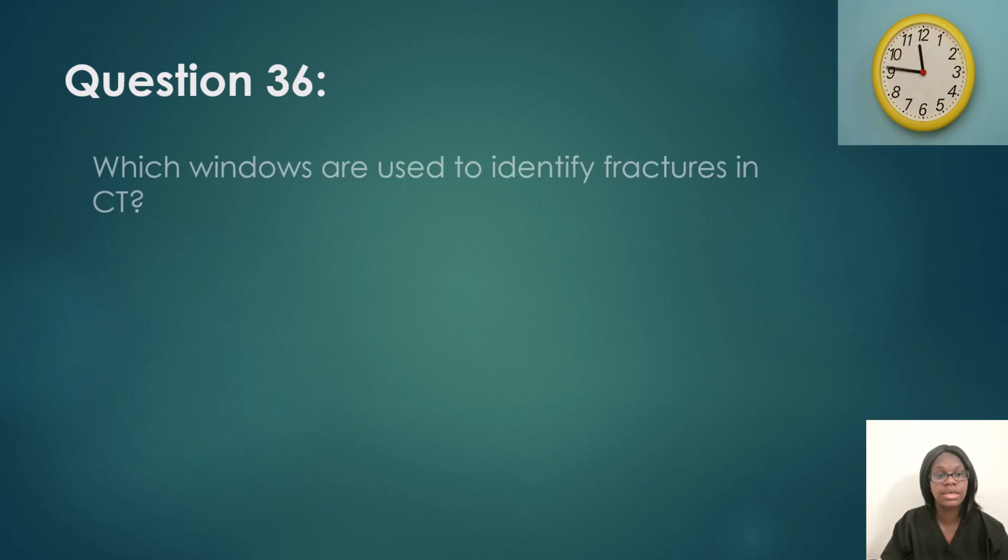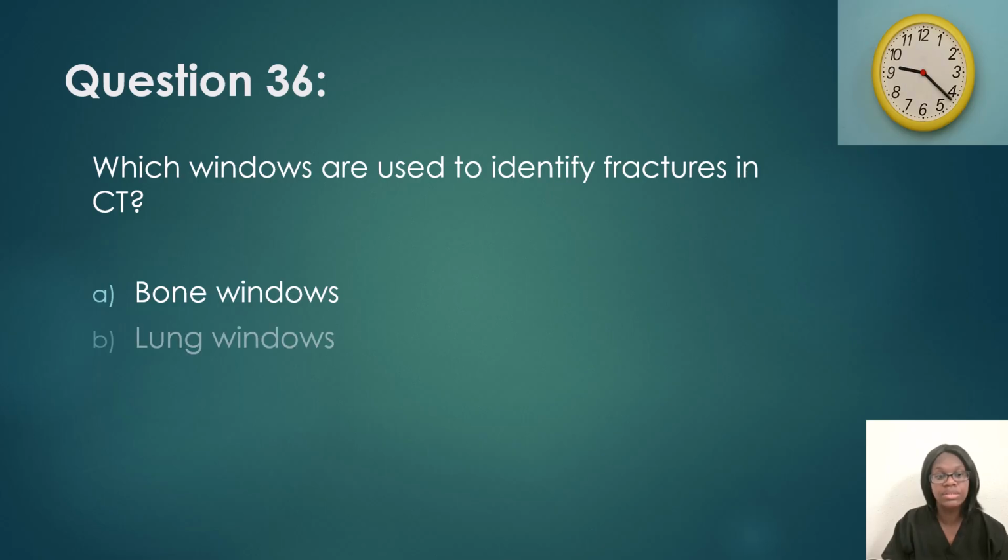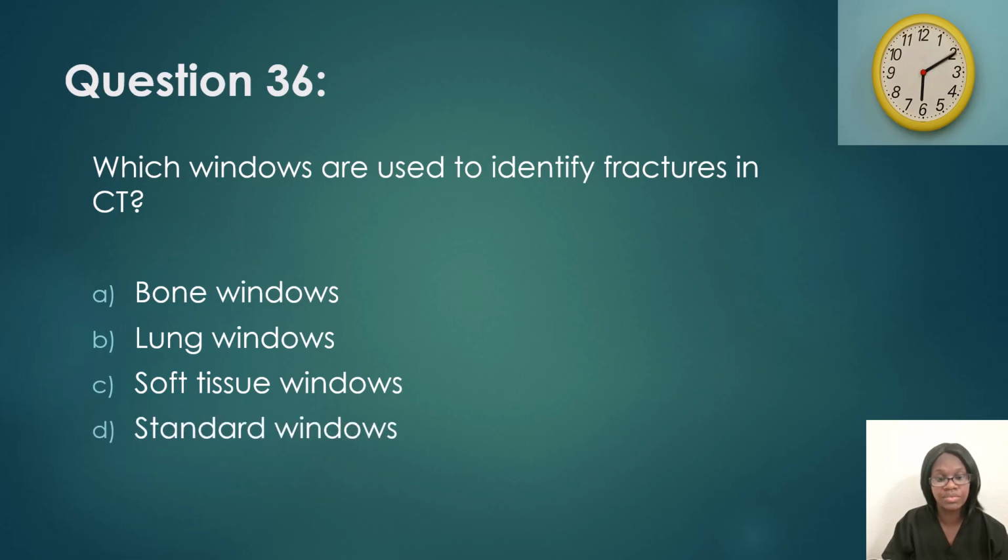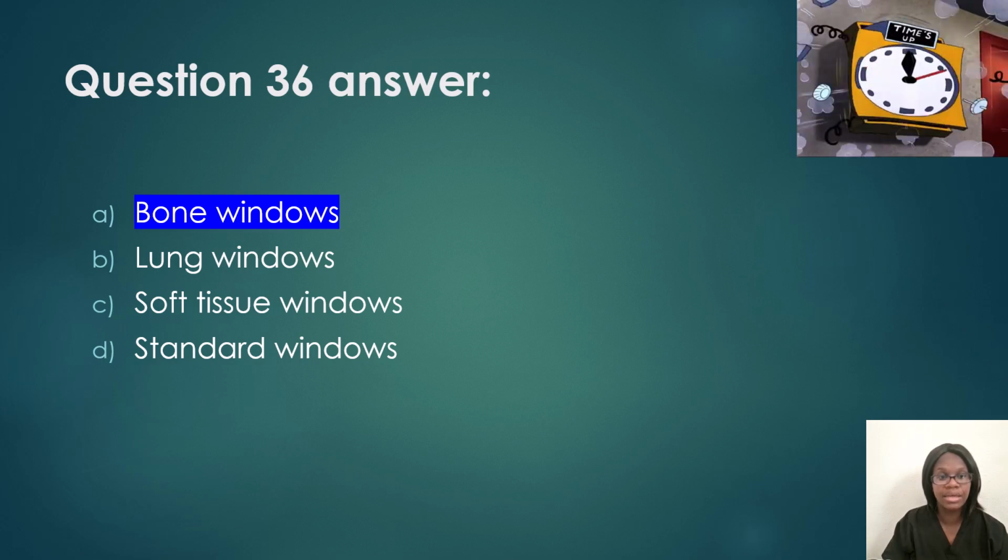Question 36. Which windows are used to identify fractures in CT? A, bone windows, B, lung windows, C, soft tissue windows, D, standard windows. All right, the correct answer is A, bone windows.